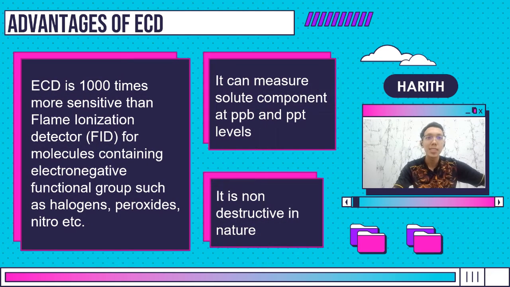Advantages of ECD. ECD is 1000 times more sensitive than the flame ionization detector (FID) for molecules containing electronegative functional groups such as halogen, peroxide, and nitro. ECD can also measure solute components at ppb and ppt levels, and it is non-destructive in nature.